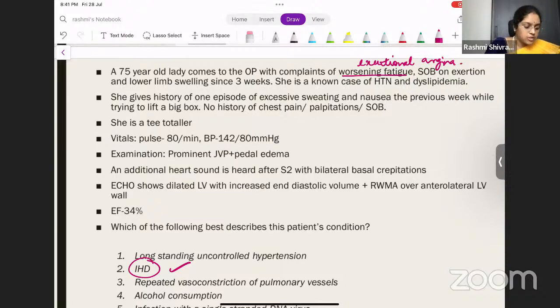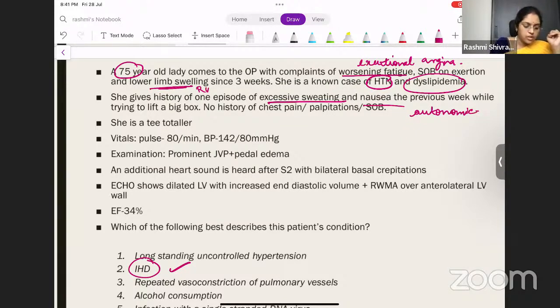She also has features of lower limb swelling, which can possibly be because the right ventricle is not working properly. She has the risk factors of hypertension, dyslipidemia, as well as age, a non-modifiable risk factor. So you know the presenting symptoms, and you also know the risk factors. And she also gives episodes of excessive sweating and nausea. What are these? These are autonomic symptoms, isn't it?